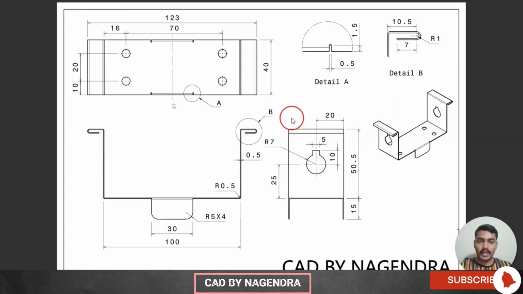Now to create this part, first we need to analyze the drawing. As you can see, we are having an isometric view here. Then here we have the front view, above that we have the top view, then beside that we have the side view also, and some detailed views are also available.